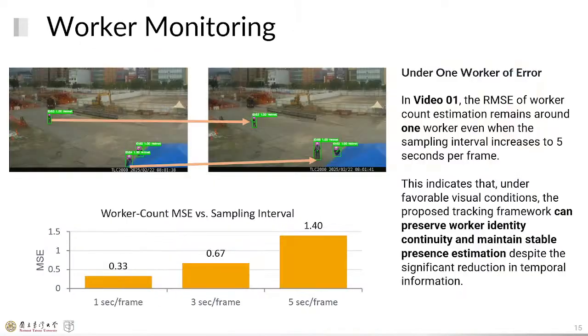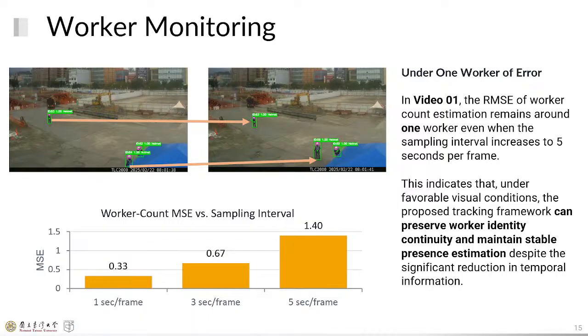Here you can see that 3 seconds later, after the workers have moved, the position is different, and they look exactly the same because they are wearing uniforms and the same hard hat. This is the most challenging part, but our model can detect and track the workers throughout the whole video with 3 seconds per frame.